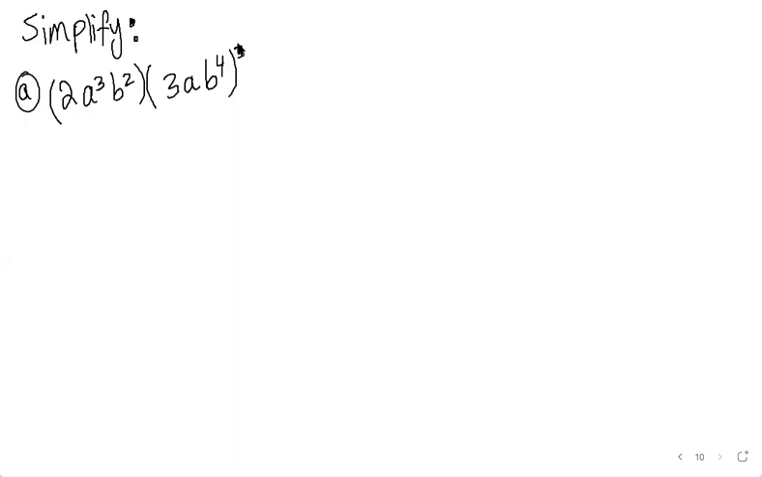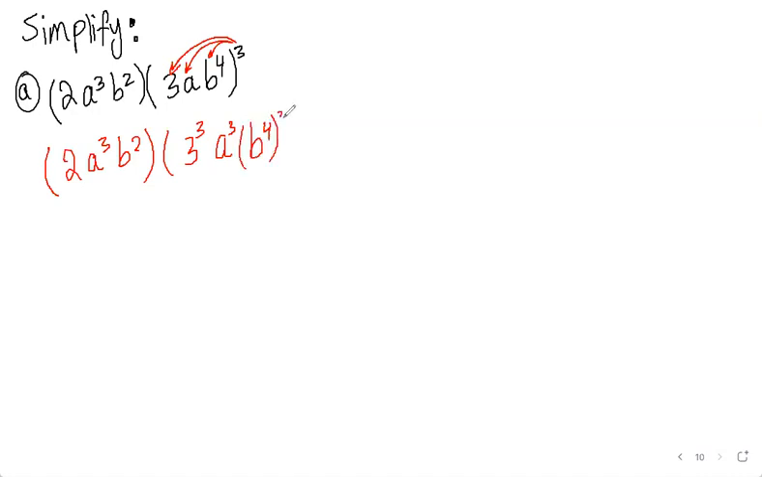So first, we have to distribute the exponent inside the parentheses. This is the first step: to the 3, to the a, and to the 4. So let me write it down: 2a to the power 3, b to the power 2 times 3 to the power 3, a to the power 3 and b to the power 4, because after I distribute it, everything is to the power 3.